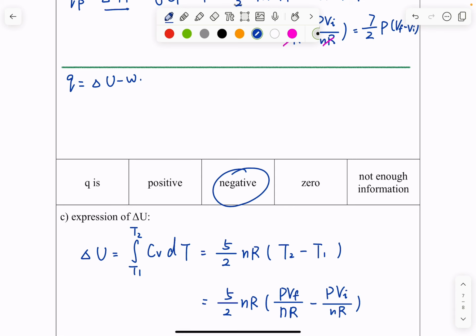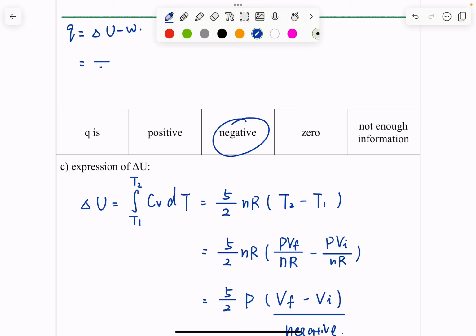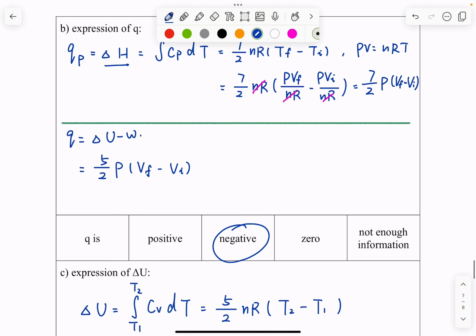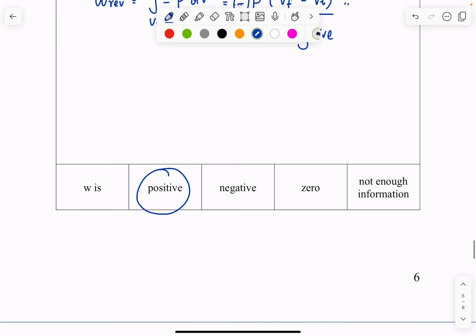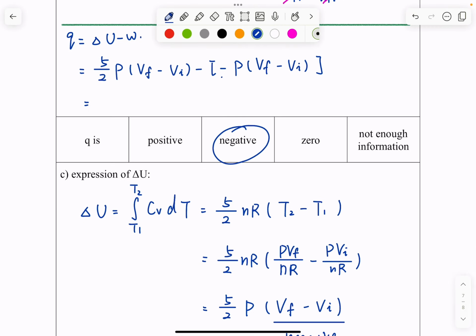Now going back and trying to solve my Q equals delta U minus W. So my delta U equals 5 over 2 P times V final minus V initial, minus my work, which is negative P times V final minus V initial. Remember this negative sign here in front of my work reversible. And we end up getting 7 over 2 P times V final minus V initial, and we are happy.